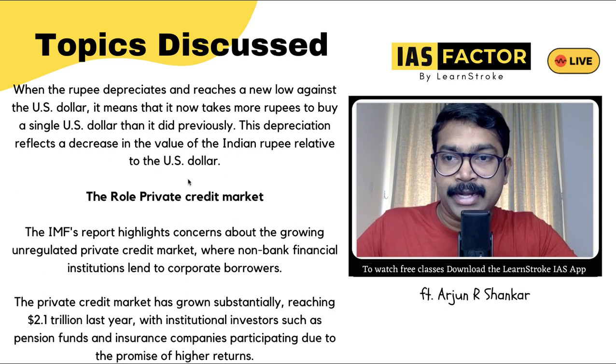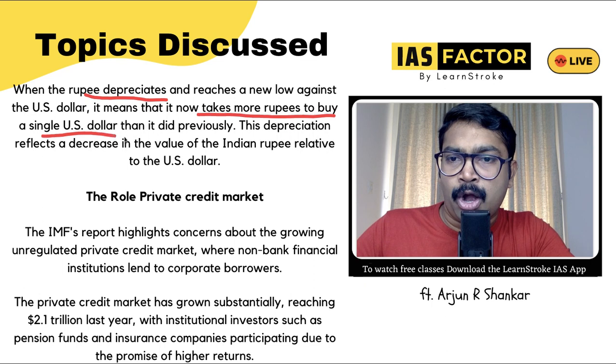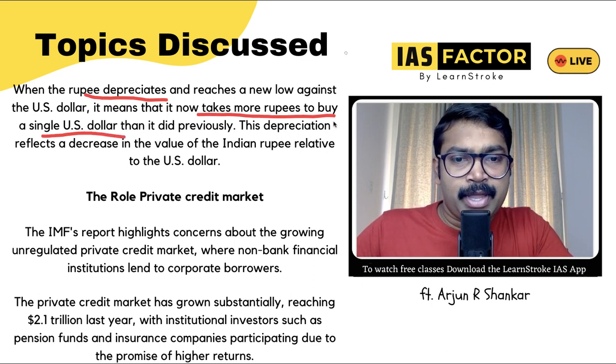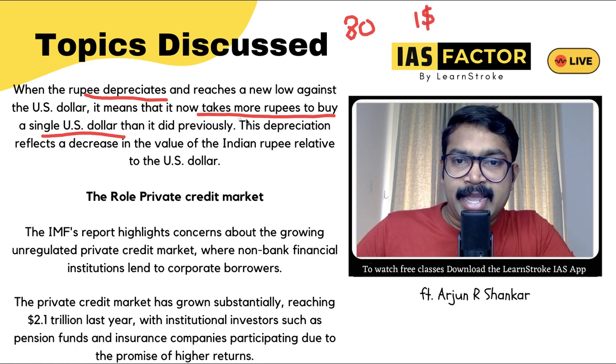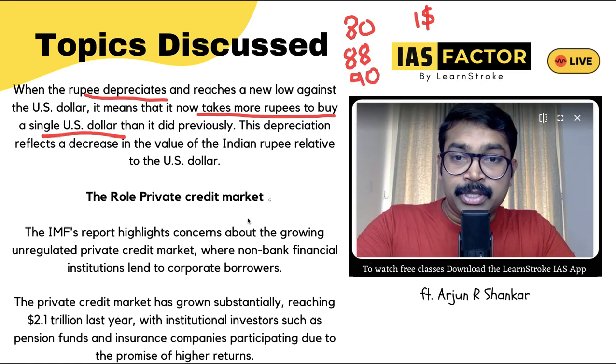That is one thing that you have to understand, so you can understand what happens when the rupee depreciates. This means it needs more rupees to buy a single US dollar. Imagine if it takes 80 rupees to buy $1. When it reaches 88 or 90, you'll need more Indian rupees to buy $1.